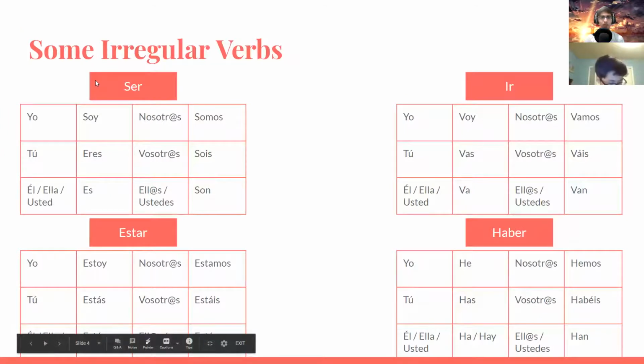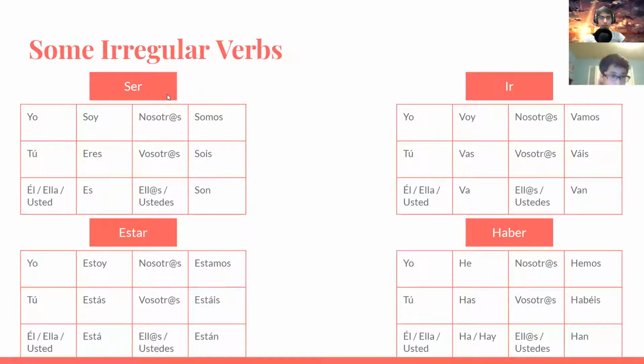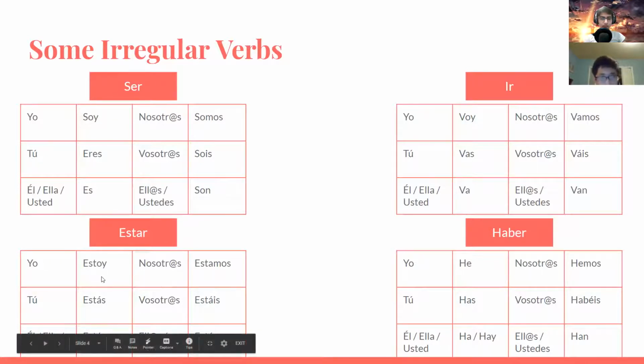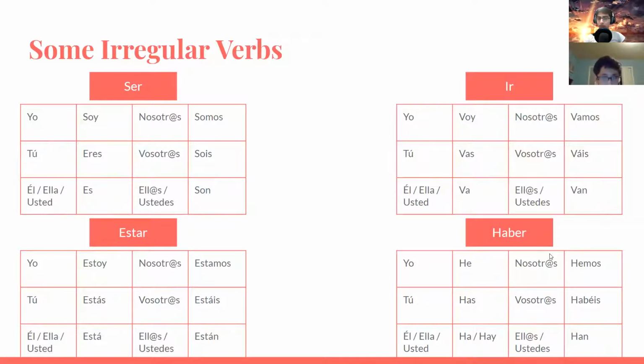There are some irregular verbs. These are only four of them. There are still more, but these are the most used. Ser becomes soy, eres, es, somos, sois, son. Estar becomes estoy, estás, está, estamos, estáis, están. Ir becomes voy, vas, va, vamos, vais, van.